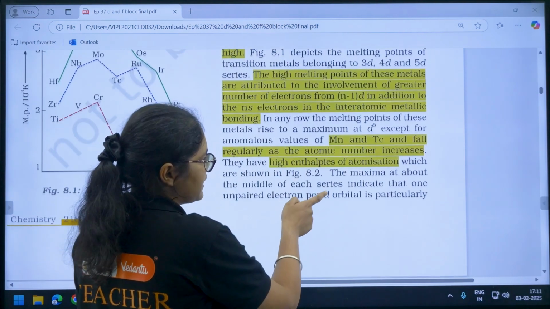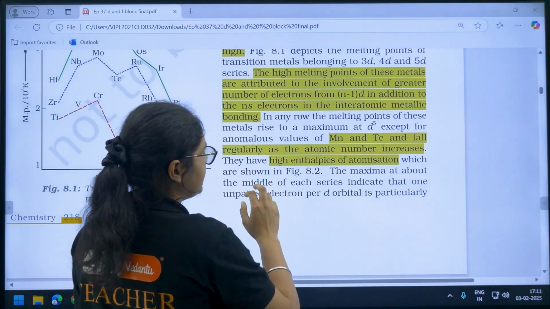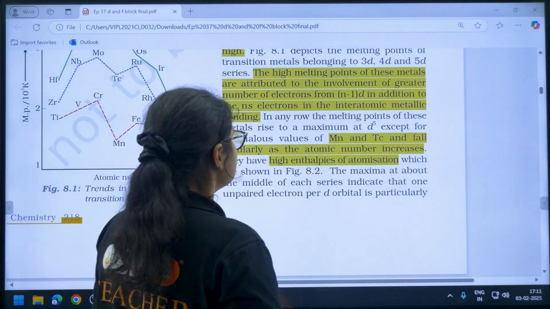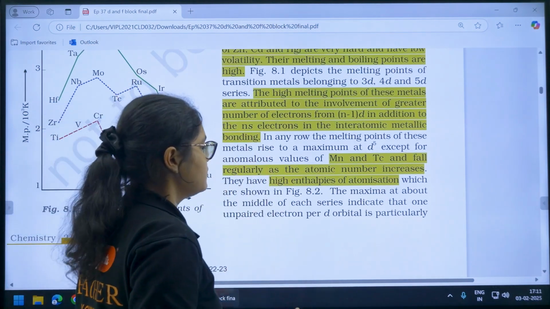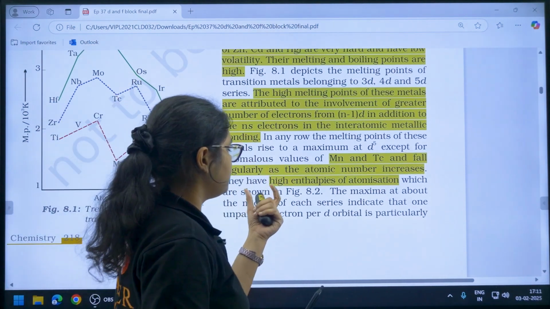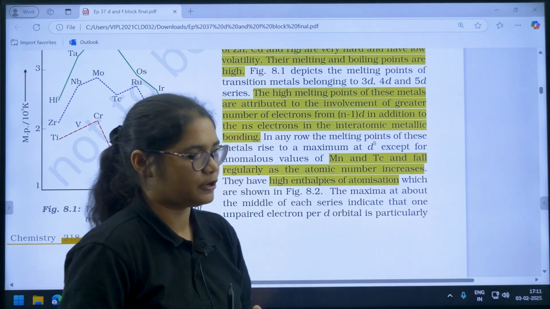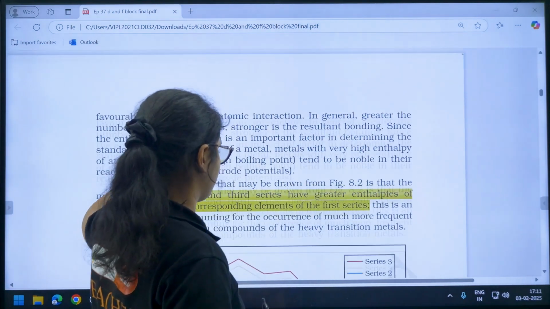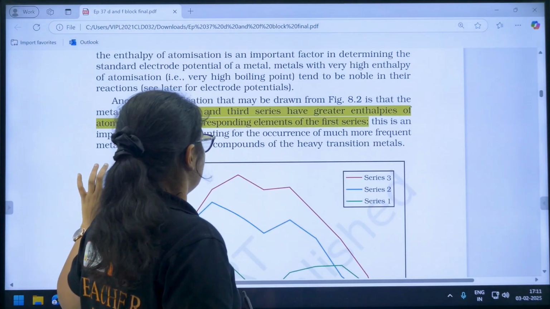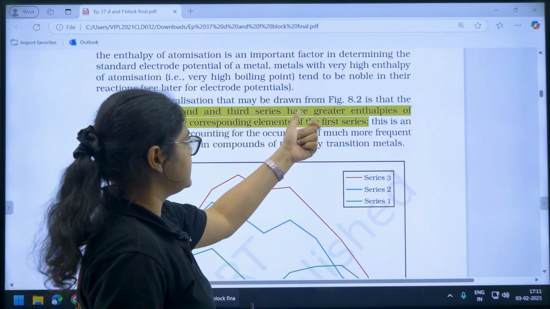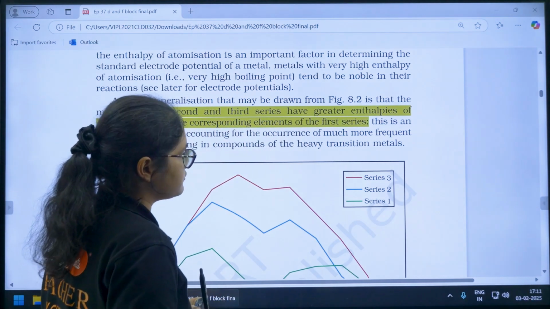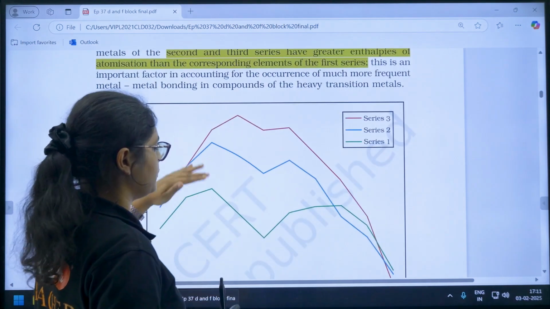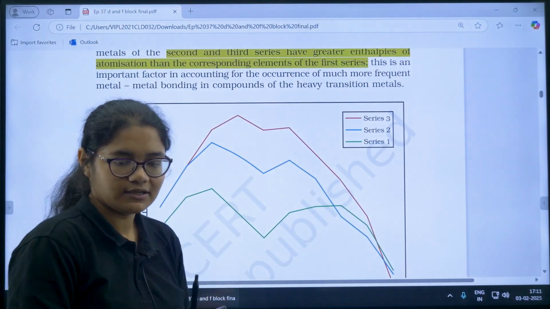Next we have manganese and technetium, in which the value is generally very low. Then these metals have high enthalpies of atomization. These are some properties that you should know. Next, the second and third series have greater enthalpies of atomization than the corresponding elements of the first series. So as we go down the group, the enthalpies of atomization increase.